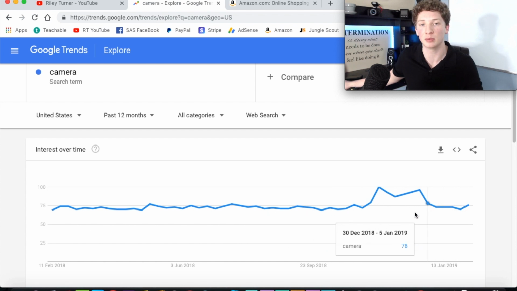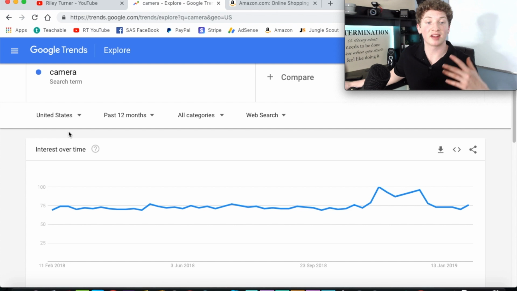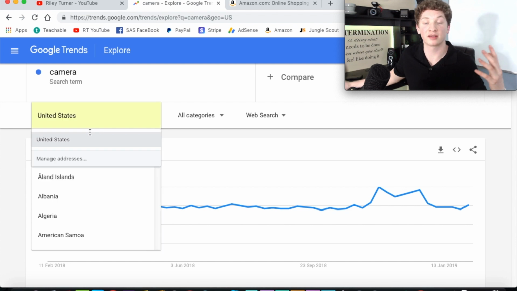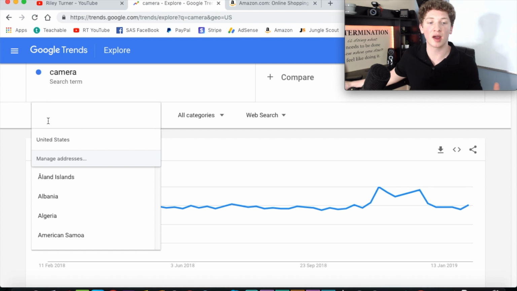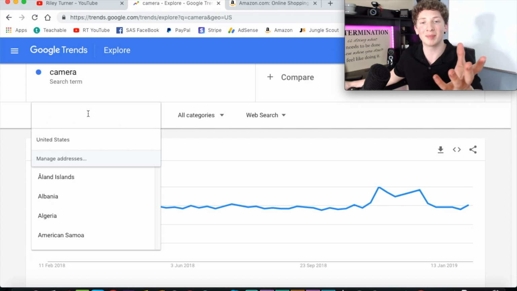Now, if you guys are not selling in the US market, let's say you want to sell in the Australian market or you want to sell in the UK market, then go ahead and type your country here. That way you can see the demand in your specific marketplace if you're not selling in the United States. That way you're getting the most accurate results for wherever you're trying to sell.